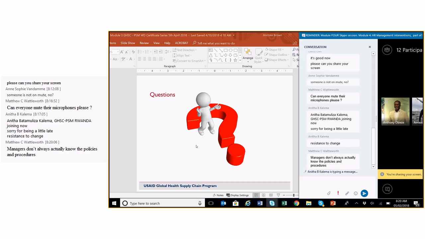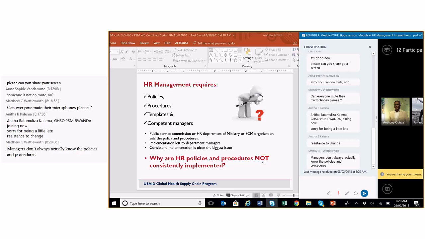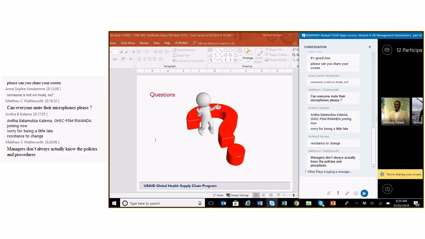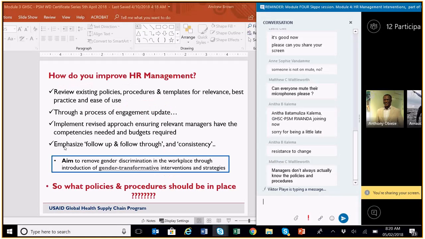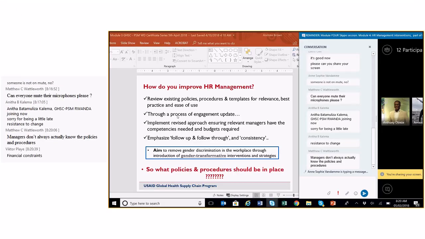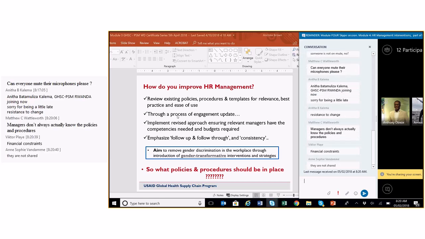And thank you, Anita. So resistance to change is quite a big issue as to why. Another one is that managers don't know the policies and procedures. Great. And I would also say that one of the big ones is that managers don't have necessarily the competencies all the time to interact with their staff in a way that helps them grow and mature. Okay, so the question that comes, financial constraints can be another one as well. So keep typing those in, and I'll let you read them from this point. Thank you for those contributing. Thank you, Victor, Anne, Anita, and Matthew.